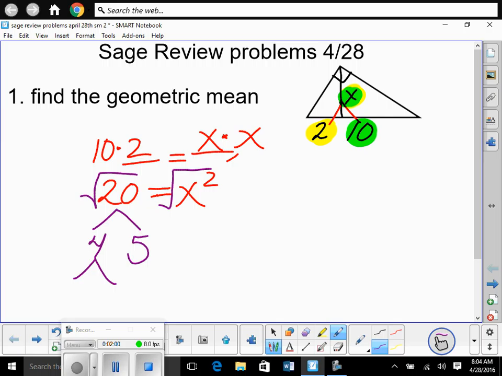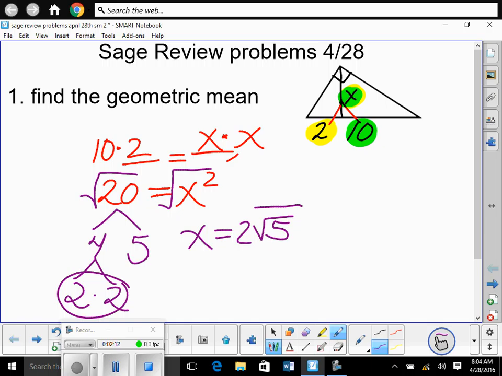So 4 breaks down into 2 times 2, right? Pulling out groups of 2. So isn't it 2 square roots of 5? Okay. So x is 2 square roots of 5. Questions on that? Okay.